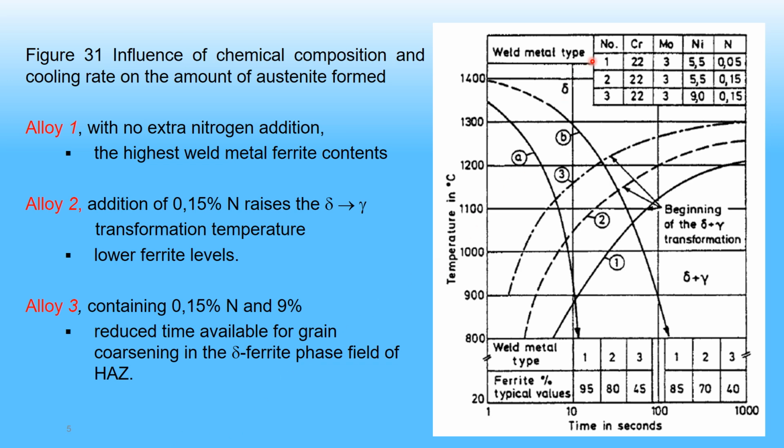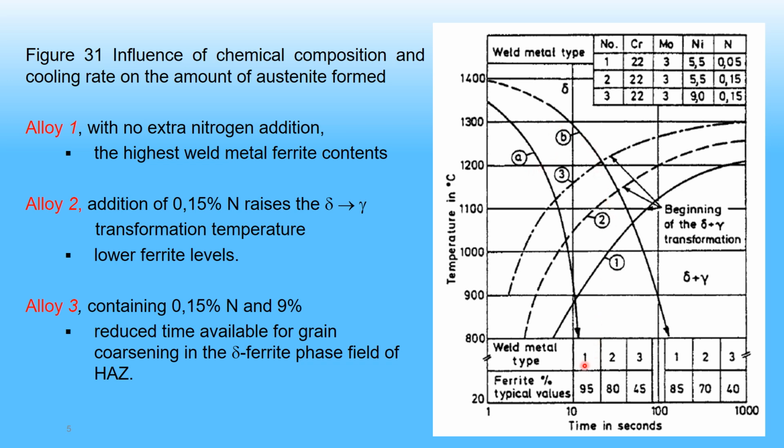Figure 31 shows three alloys. The first alloy has no nitrogen, and alloy 2 and 3 have increased amount of nitrogen. Alloy 3 has significantly higher nickel content, and these three alloys were taken through different cooling rates. Cooling rate A, which is a faster cooling rate, and cooling rate B, which is a slower cooling rate.